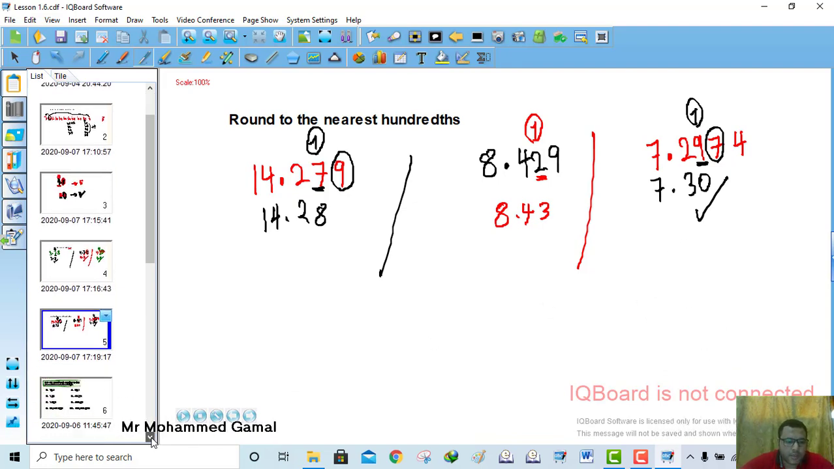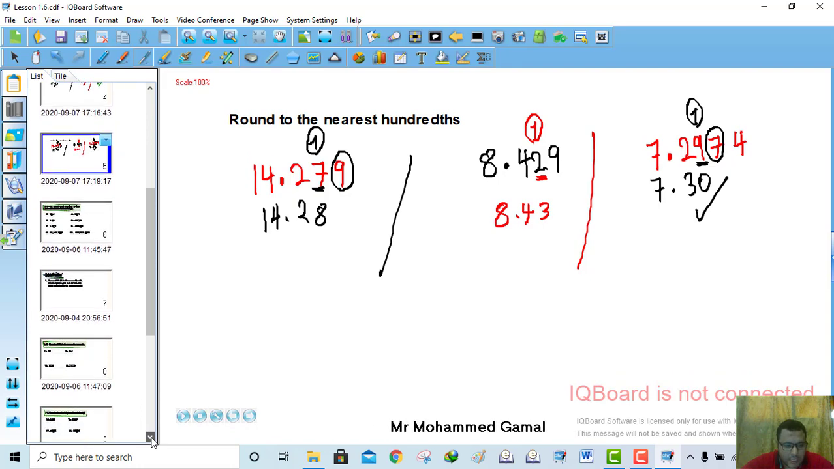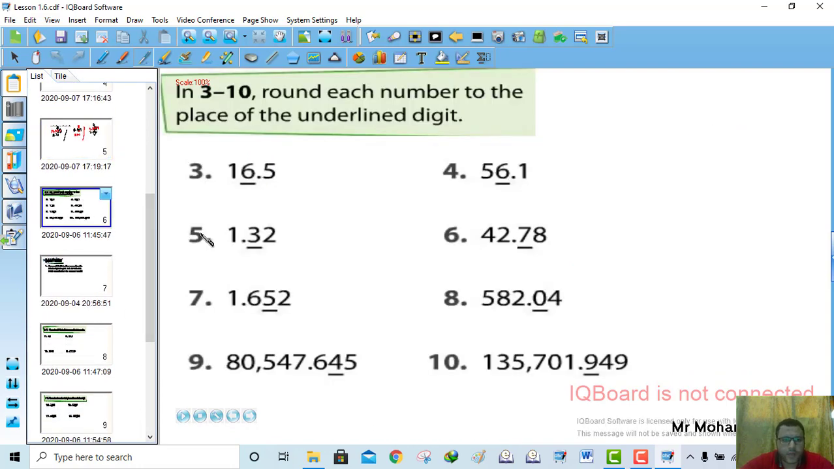Now let's go to our book. Here we have from question number 3 to 10. We have here to round each number to the place of the underlined digit. Here he underlined for us the ones place, so he needed to the nearest whole number. So I'm going to ask myself about 5. Let's change the color. 5 is strong or weak? It's strong, so I will add 1. So the 16.5 is going to be 17.